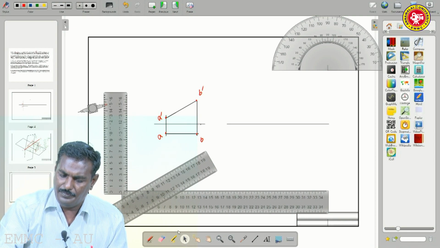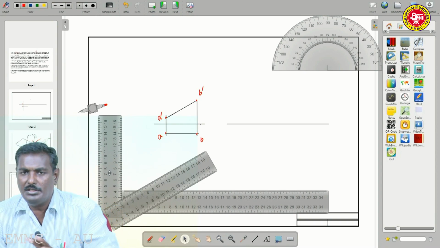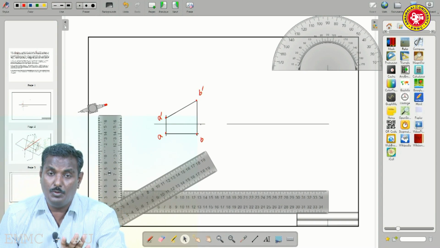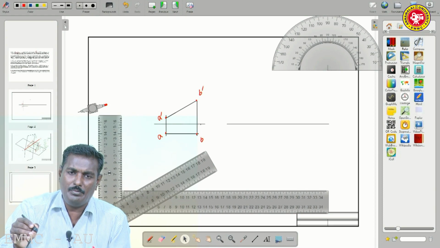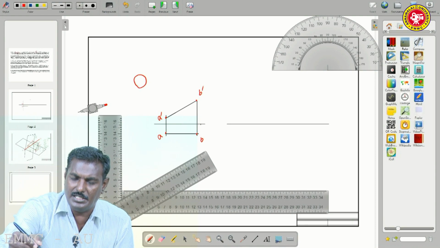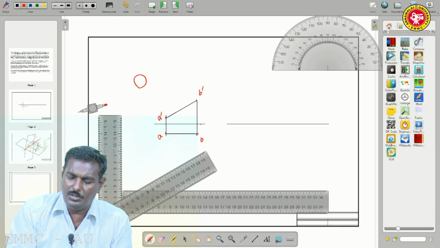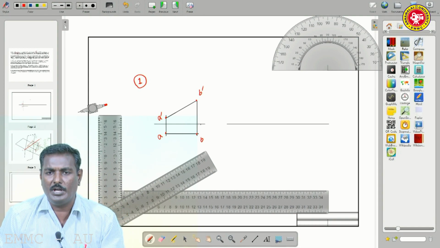Draw a small circle. Here there is no protractor, no pro circle, because recently we are applying pro circle. It is one of the templates, a circular template. In the template there are a number of holes. By using the 6 mm hole, draw a circle. Inside this circle we have to print problem number 1.